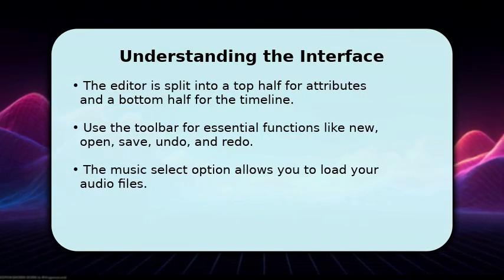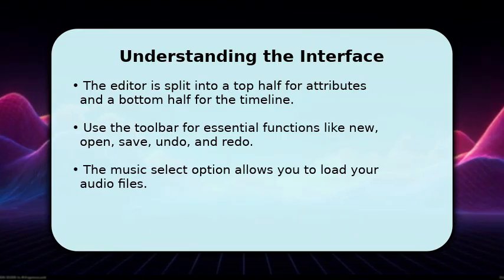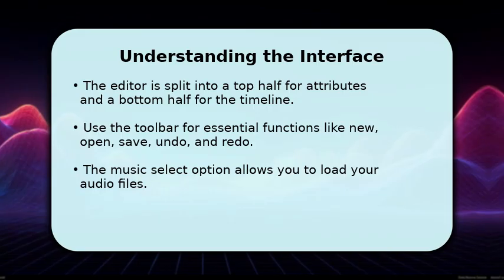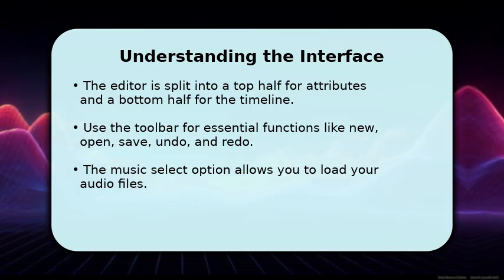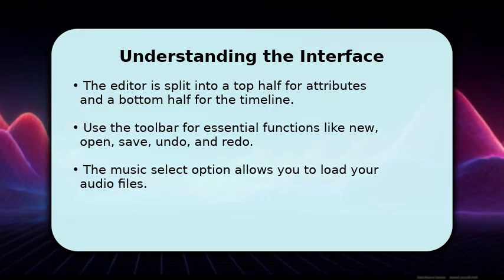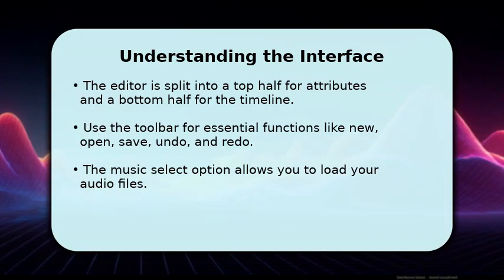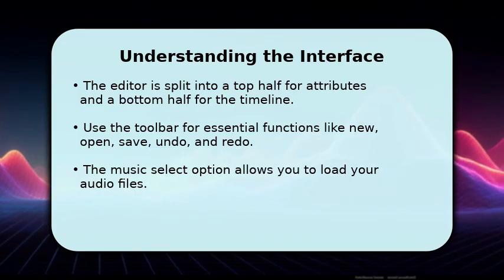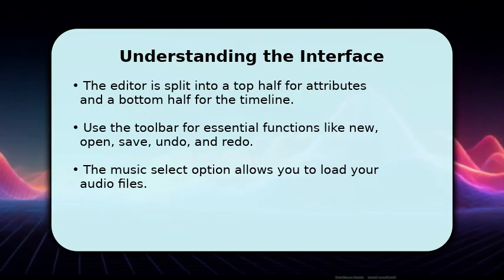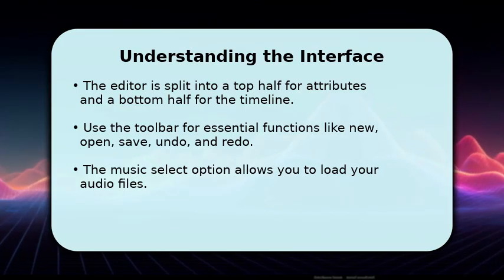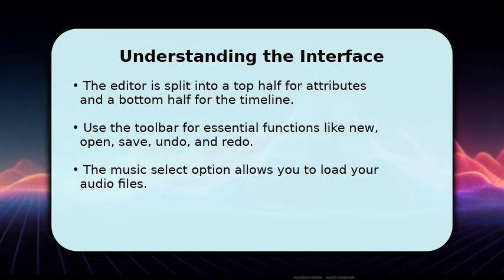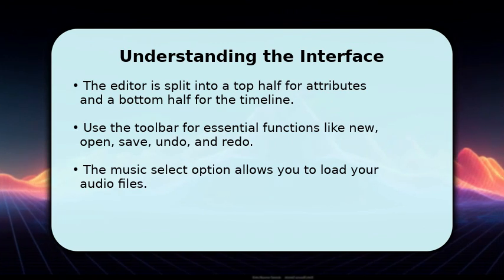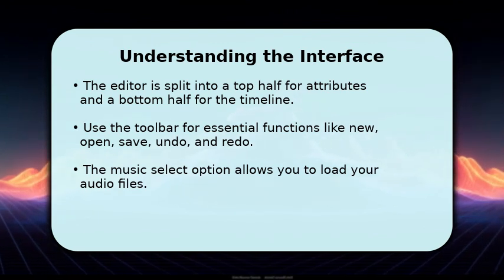Navigating Rhythm Heaven Studio is quite intuitive. The editor is primarily divided into two main sections: the top half, where you'll find all your game attributes and options, and the bottom half, which serves as your timeline for arranging elements. The toolbar at the top provides quick access to crucial functions like starting a new project, opening existing ones, saving your work, and using undo or redo. Remember to save frequently. You can also load your chosen music file using the Music Select option.